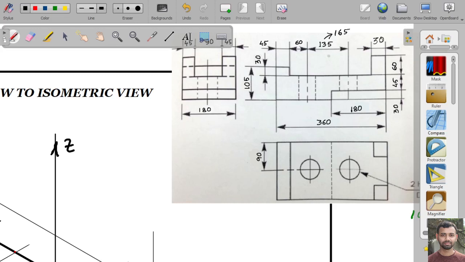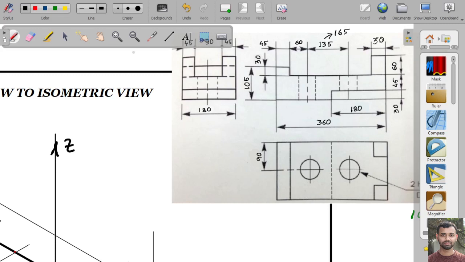That means what is this dimension? This dimension is 30 plus 165, so 195 plus 60, so it is 255 plus 45, so 300. Right. So that means this distance from this edge to this edge is 60 mm.